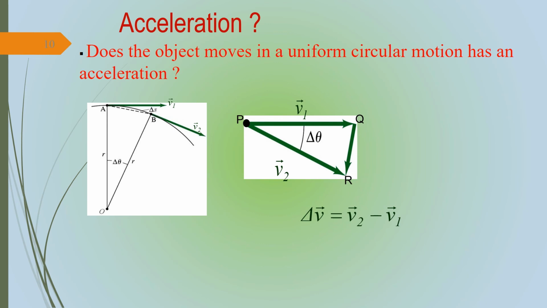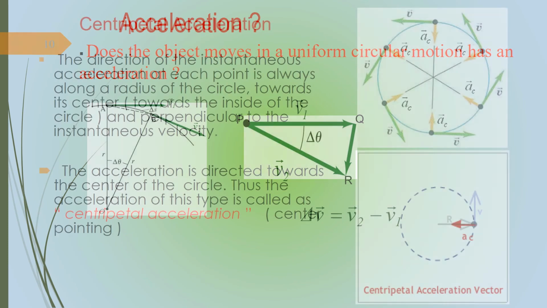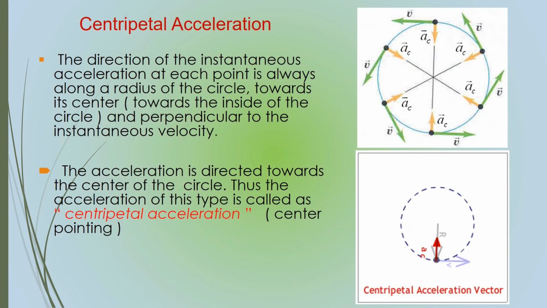There is a change in velocity due to the change in direction. Delta v is equal to v2 minus v1. The direction of the acceleration at any instant is always along a radius of the circle toward its center, which is toward the inside of the circle, and it is perpendicular to the instantaneous velocity. The acceleration is directed to the center of the circle. That's why it is called centripetal acceleration, meaning center pointing.